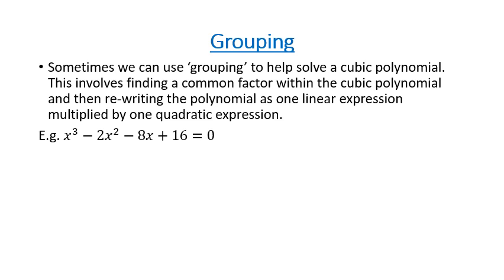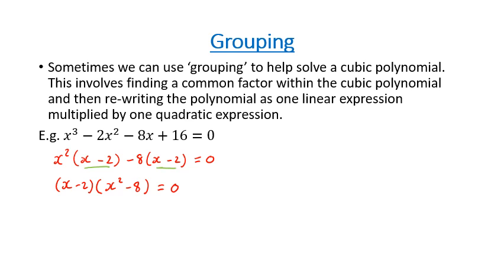An example of this is I could rewrite this cubic as x squared, so I've taken x squared out as a common factor at the start, take 2, and then I've taken 8 out as a common factor in the second half of our cubic, and that's going to equal 0. So you can see here that I've now got the same common factor. I can now take that out the front, x take 2, and whatever's left over goes in my second bracket, so that my first bracket is my linear expression, my second bracket is my quadratic expression.